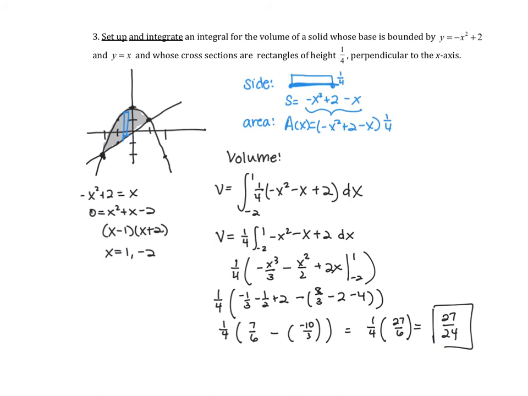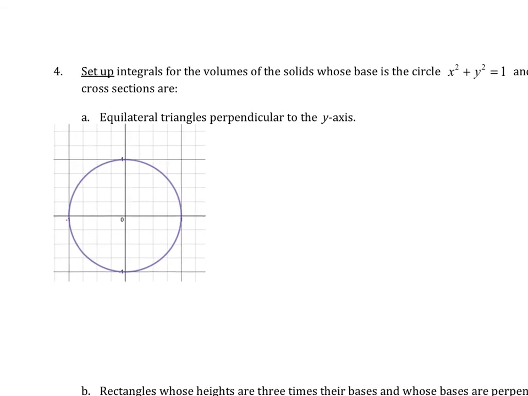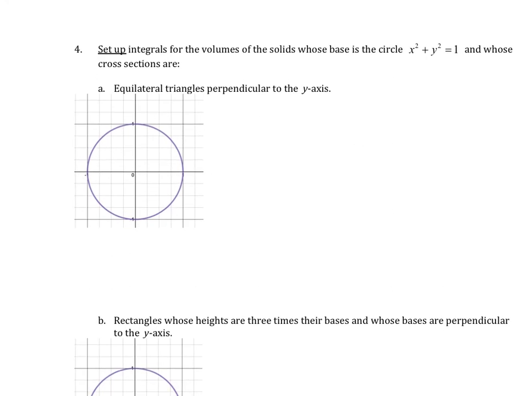Okay, so that is how we find the volume of a solid who, if we slice it anywhere along that perpendicular to the x-axis, the cross-section would be a rectangle. All right, let's try another one. Okay, these next two actually go together. So I would like you to hit pause and try to see if you can set this up in any way.